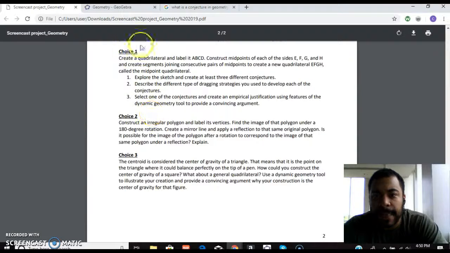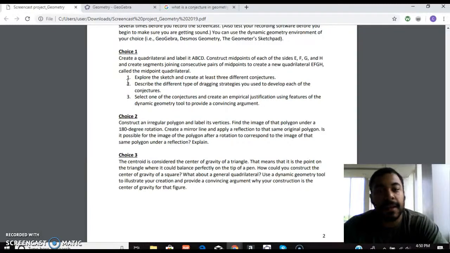Alright, let's see here. Choice 1: create a quadrilateral and label it ABCD. Construct midpoints on each side, E, F, G, H, and create a new quadrilateral EFGH by joining consecutive midpoints.